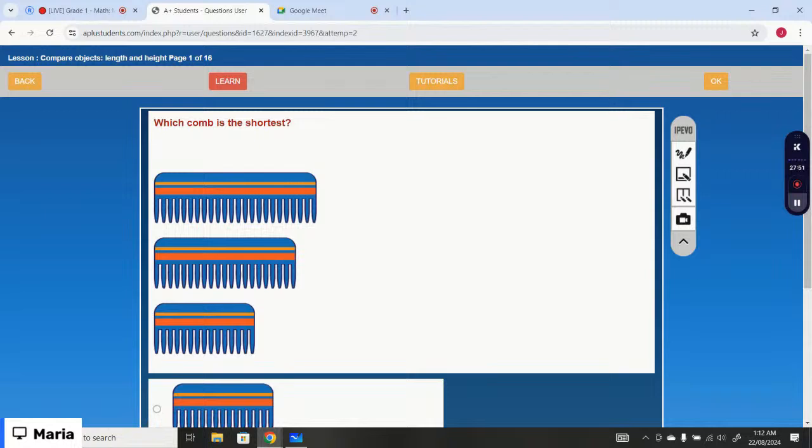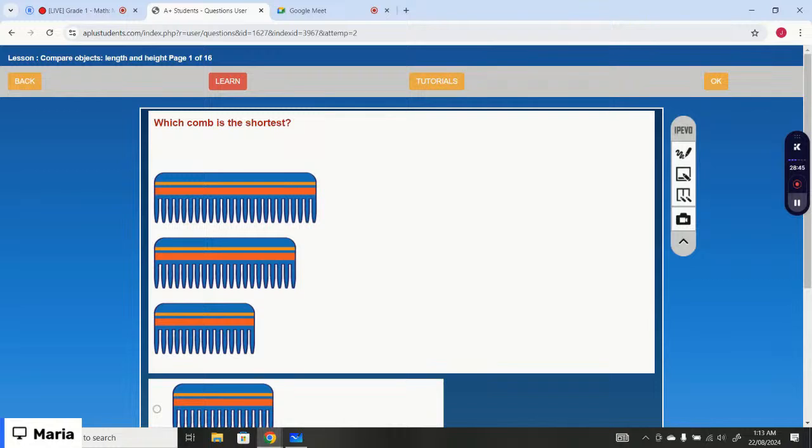Just wait. Which comb is the shortest? So you just wait. There's a technical issue. She will be live in a while.